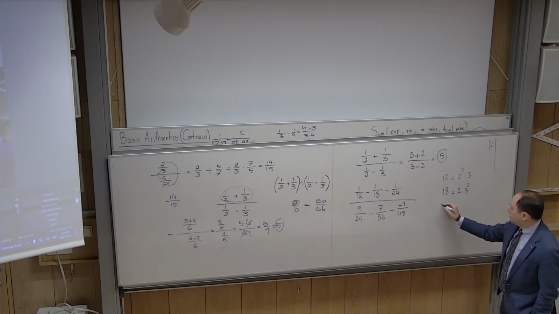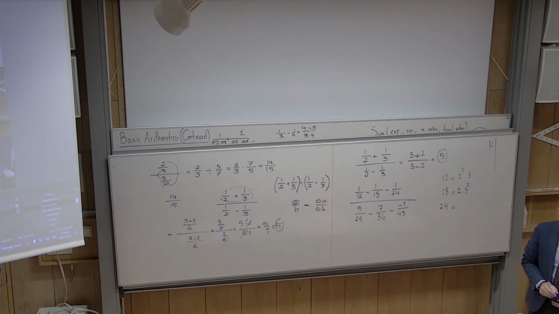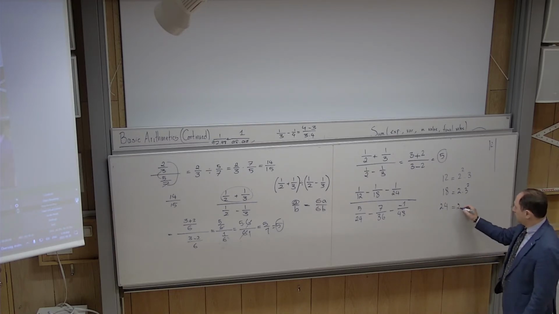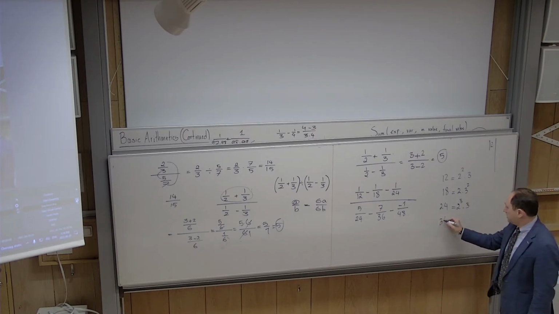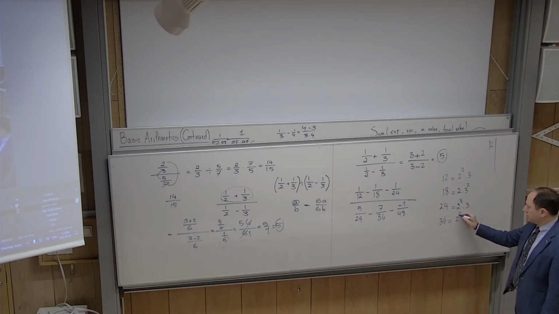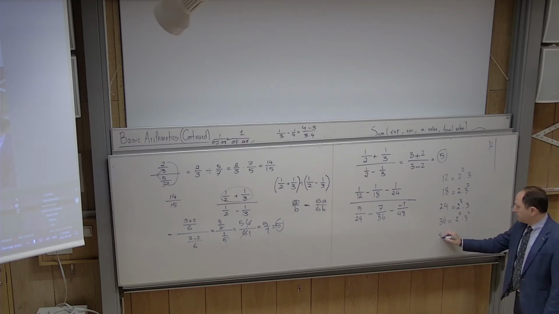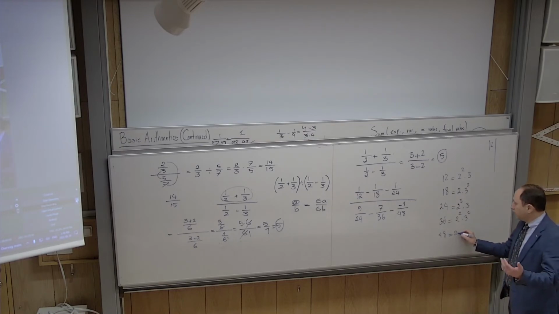And then 24 in your head. 2 to the power of 3 times 3. 8 times 3. Yes? And then what else? 36 in your head. 2 to the power 2 times 3 to the power 2. Exactly, because 4 times 9. And then 48. 2 to the power 4 times 3. Yes, exactly. So you see, if you pay attention, you become better and better.